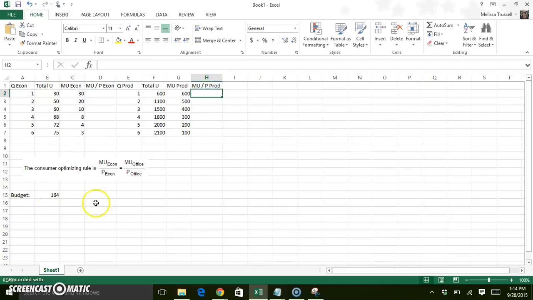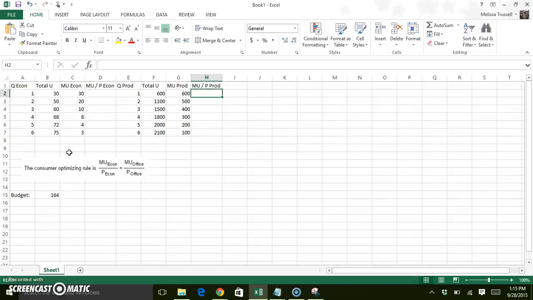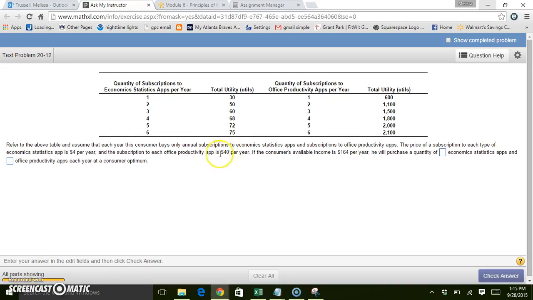Because this is ultimately what we need to be able to satisfy our consumer optimizing rule. So remember, I'll flip back over to the question here and figure out what our price for the econ subscriptions was. It tells us in the question that the price of subscription to the econ apps is $4 per year. So I'll put that in my Excel. So price of econ is $4 per year, and my price of productivity app is $40 per year.